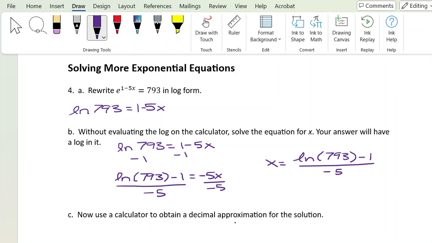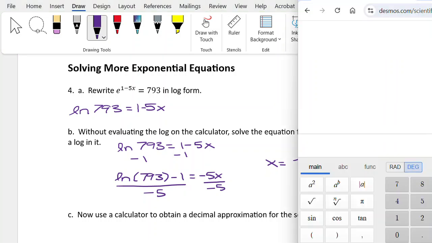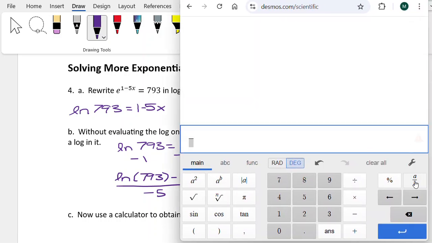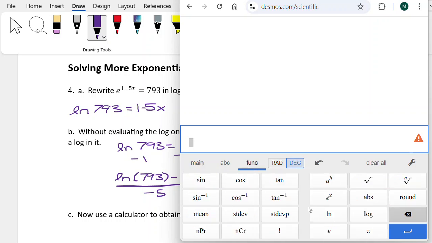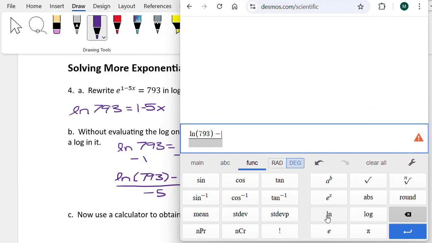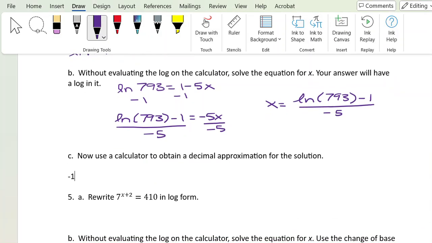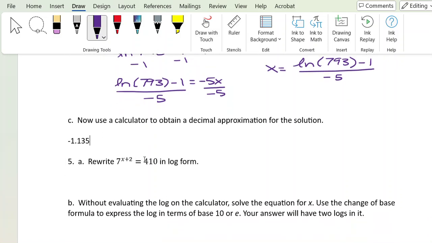Now we're going to obtain a decimal approximation for the solution. So in my calculator, I think it's easiest if you start by making the fraction using the a over b button. And then we have natural log, or ln, of 793. Close the parentheses around the 793 and then minus 1. And we are dividing by negative 5. So my answer here is negative 1.135. Of course, you will need to pay attention in MyLab to how the problem wants you to round.